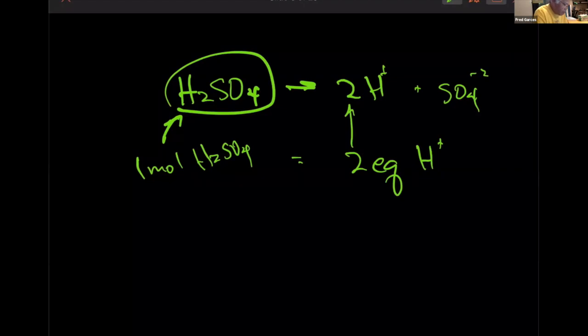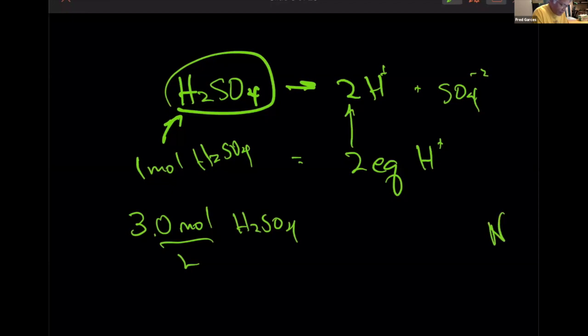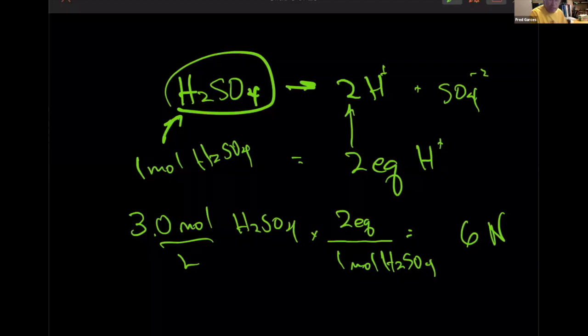Now if you have a 3.0 molar solution of sulfuric acid, and you want to figure out what the normality is, N, then all you got to do is use this conversion factor. For every 1 mole of sulfuric acid, you've got 2 equivalents. So 3 times 2 is 6 normal. Okay? So it's not difficult to convert a molarity to a normality, but you need the formula.